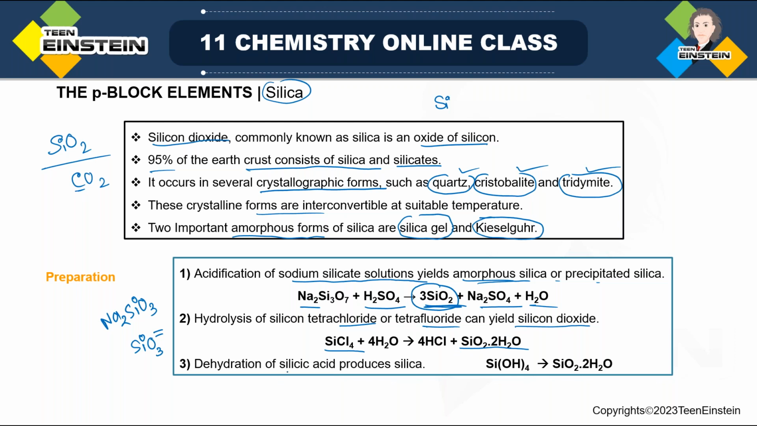The third method starts from silicic acid, Si(OH)4. Si(OH)4 means there will be a total of 4 OH groups attached to silicon. In this case, if we do dehydration, 2 water molecules are removed. Now you are left with the SiO2 unit, to which water molecules are attached. Though we can remove these water molecules, when this reaction occurs, we will get it in this form.